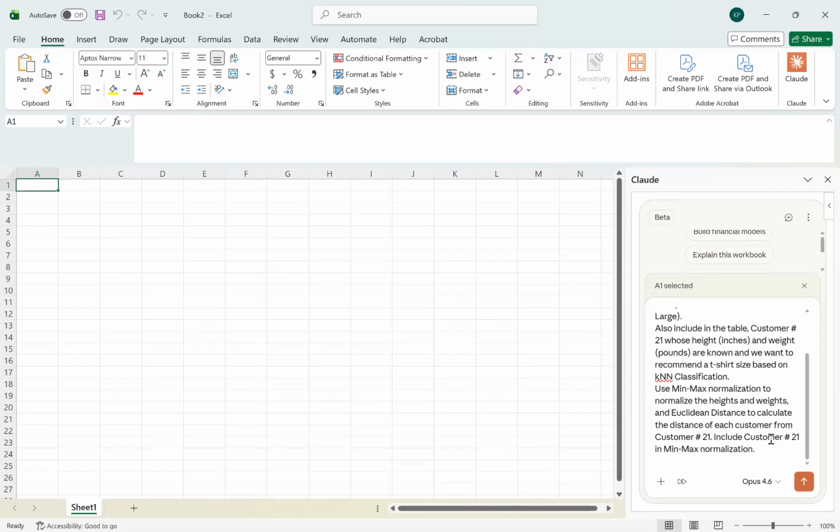I'm also asking Claude to use something called min-max normalization to normalize the heights and weights, and I'll talk more about why we do it, and something called Euclidean distance to calculate the distance of each customer from customer number 21. So we'll see all that. I'll walk you through those things as well once it generates the example for us.